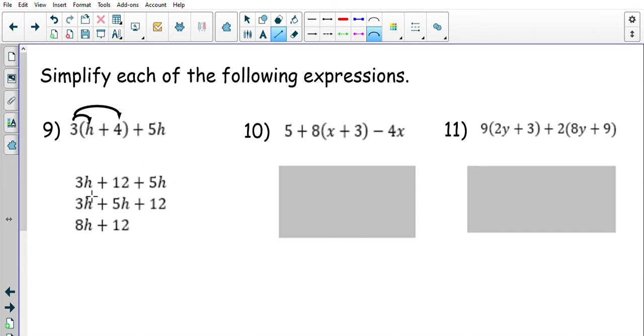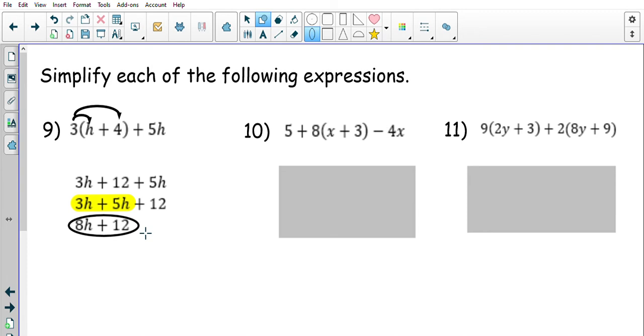Reorder it so the 3h and 5h are side by side. We'll combine 3h and 5h together to get 8h. My final solution is 8h plus 12. Hopefully you remember that I cannot combine 8h and 12 together to get 20h. If they both had h's attached, I could. But in this case, they don't, so I just leave it as 8h plus 12.